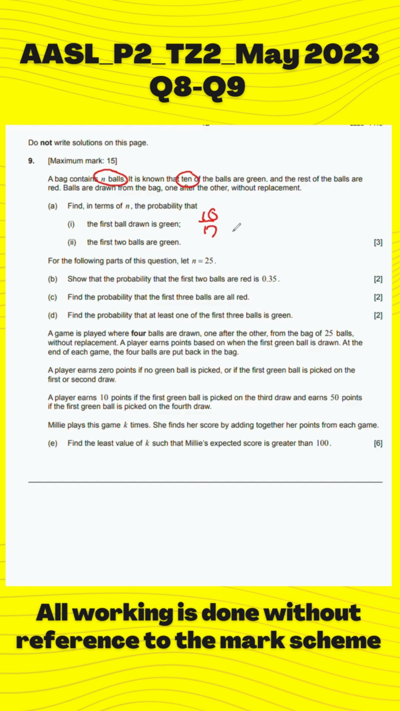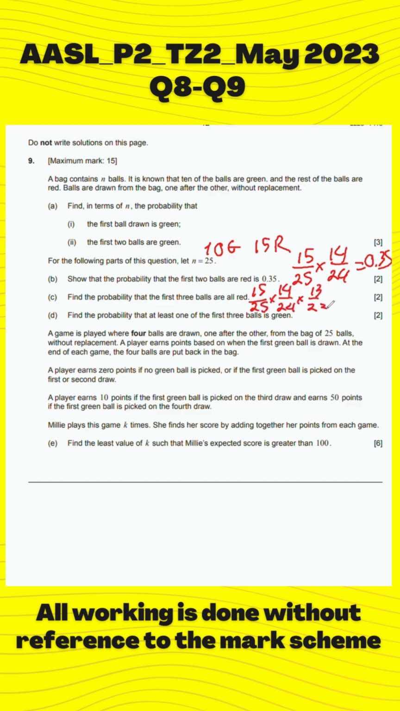The first 2 are green, so 10 over n multiplied by 9 over n minus 1, because it is without replacement, so 90 over n squared minus n. Now n is 25, that means 10 green and 15 red. The probability that the first 2 are red will be 0.35. So the first red is 15 over 25, multiplied by the second red, 14 over 24, and we have 0.35. The probability that the first 3 are red, so the first red multiplied by the second red multiplied by the third red, is nearly 0.198.